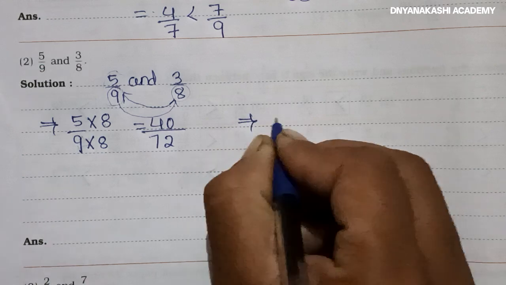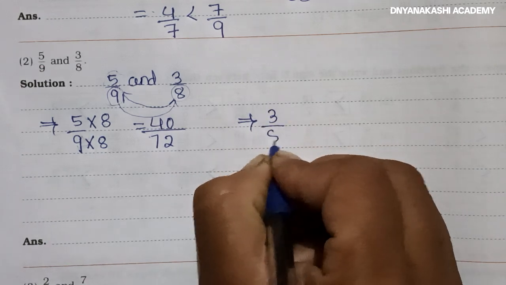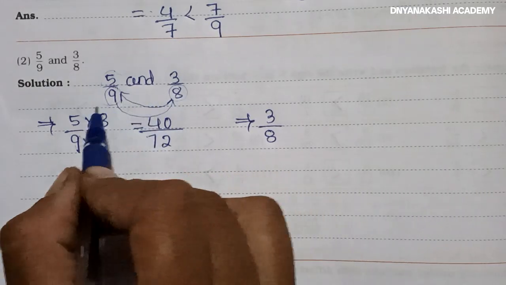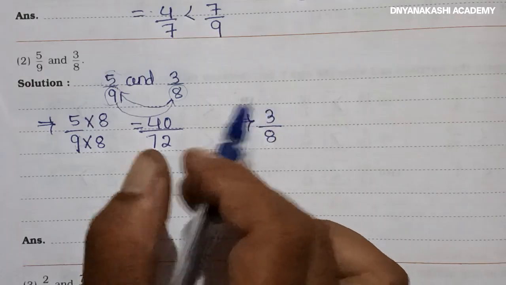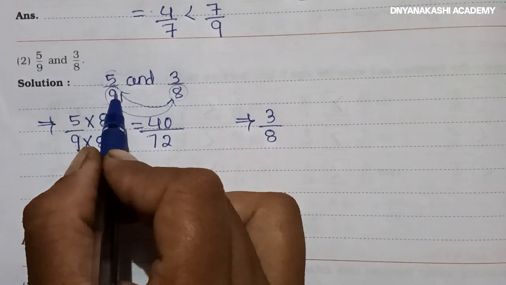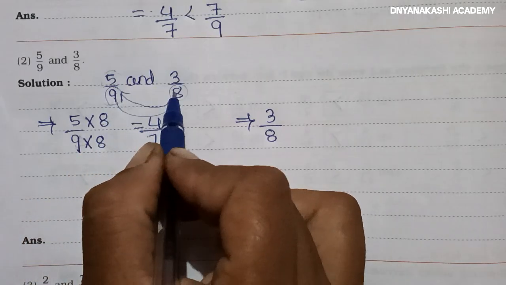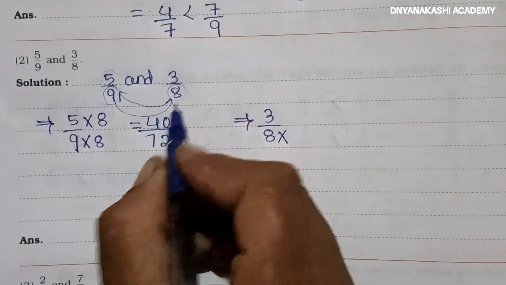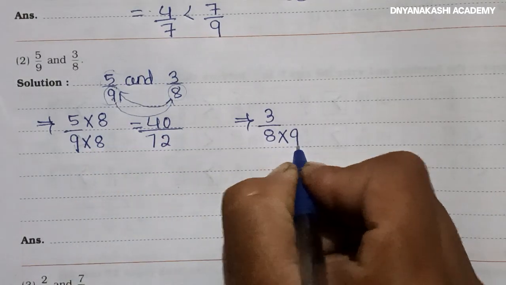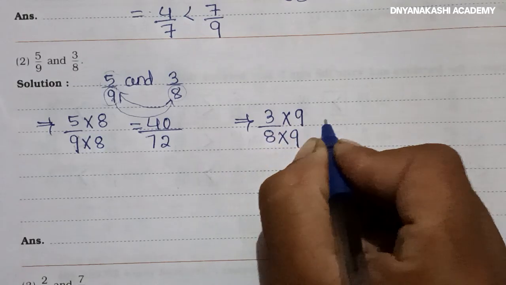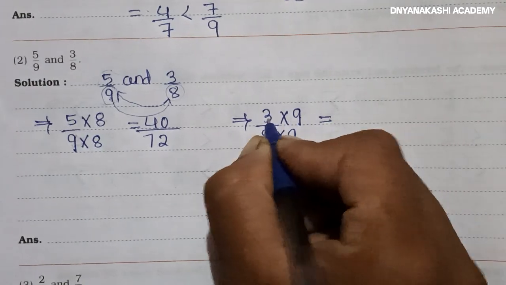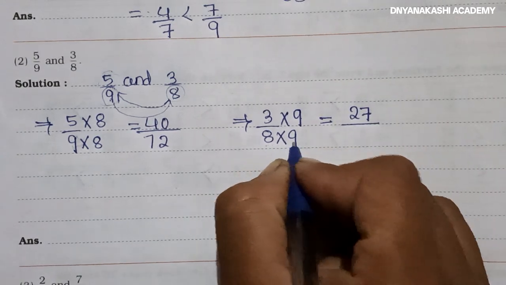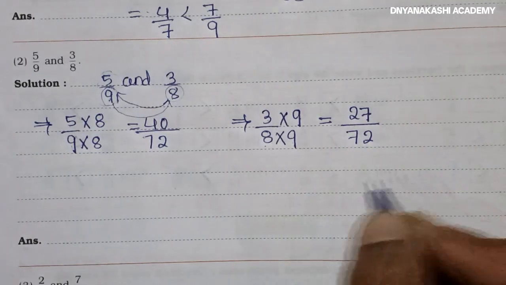And I write the equivalent fraction of 3 by 8. Already I said that 9 and 8 do not come under the same table. That's why 8 I multiply with this fraction and 9 I multiply with this fraction. 9 threes are 27 and 8 nines are 72.